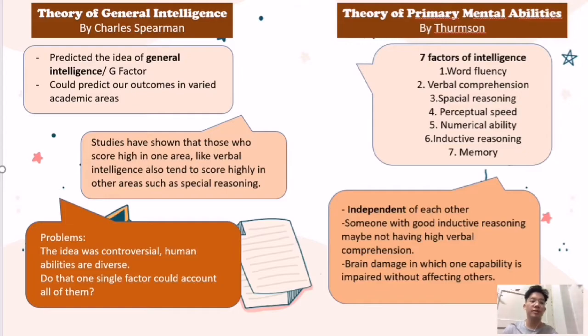These theories point to cases of brain damage in which one capability is impaired without affecting others. Therefore, they are more interested in scores on the subtests of a standard IQ test or scores from tests of specific cognitive abilities. They may agree that there is general intelligence, but they give more emphasis to separate abilities and to the differences among them in an individual.